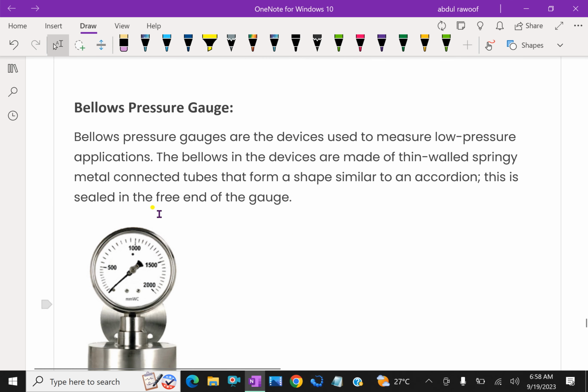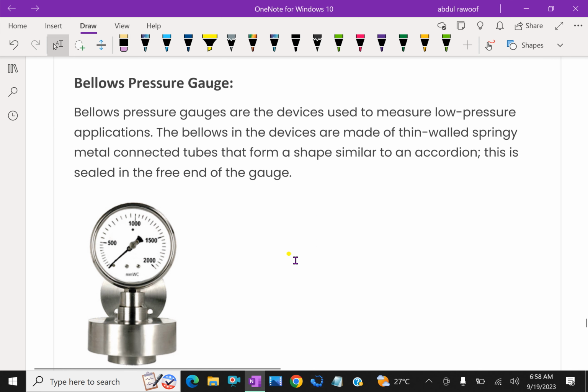Bellows pressure gauge. Bellows pressure gauges are devices used to measure low pressure applications. The bellows in the devices are made of thin-walled springy metal connected tubes that form a shape similar to an accordion. This is sealed at the free end of the gauge.